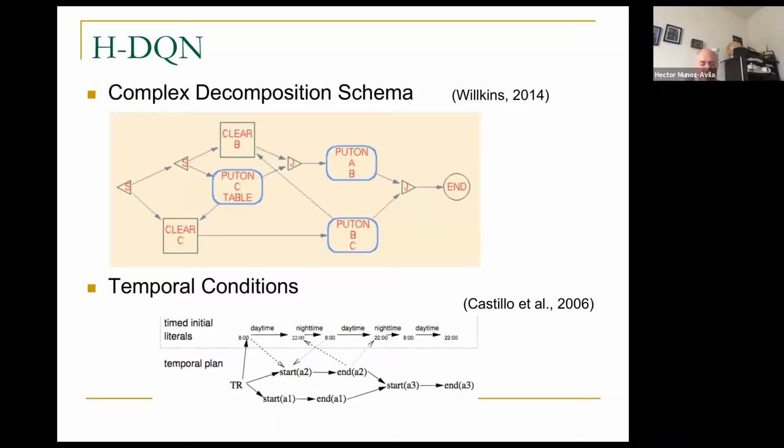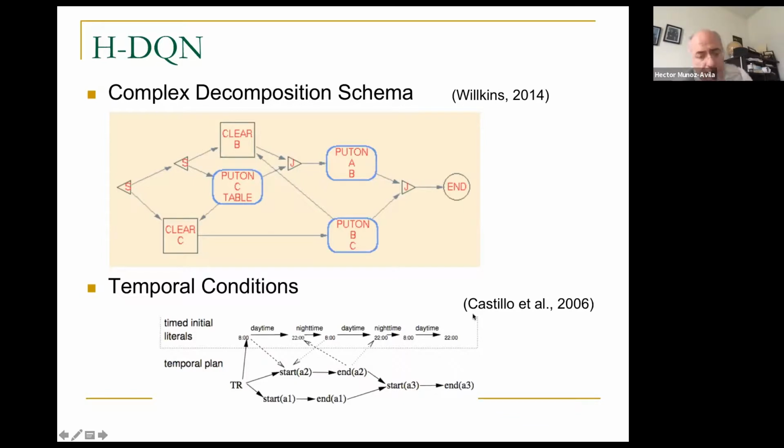So what I'm saying here is the problem of learning HTN methods with these more complex decomposition schemas is pretty much open. I don't think anyone has worked on that. And there are powerful reasons. This book is called Practical Planning, based on actual applications of SIPE2, where you need these much more powerful representations. Same for temporal conditions.